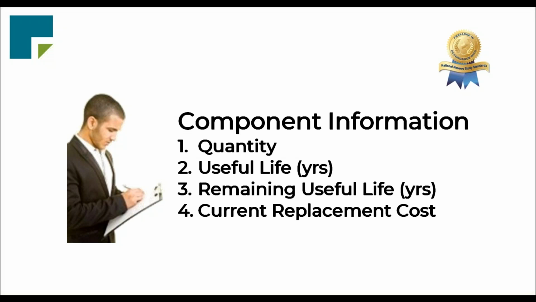So for each component, expect to see the following information. You'll have identifying information. Typically this means the quantity, but it could also mean a serial number or a size, like the BTU rating of a water heater or a pool heater, or even the horsepower of a pump. And of course, we expect to see the useful life in years, the remaining useful life in years, and the current replacement costs. We'll inflate these costs in the financial analysis portion of our reserve studies as we look out into future years. But here in the component list, all we show is current costs.